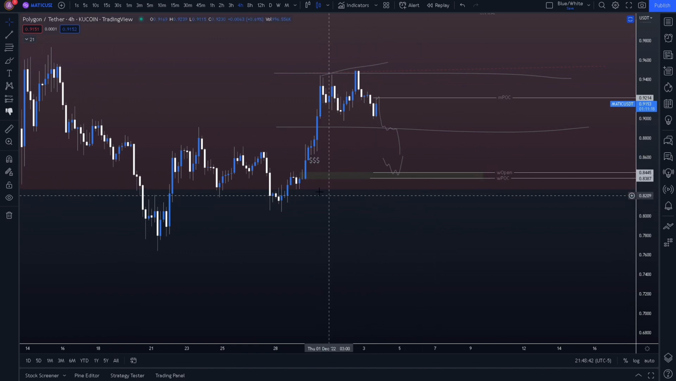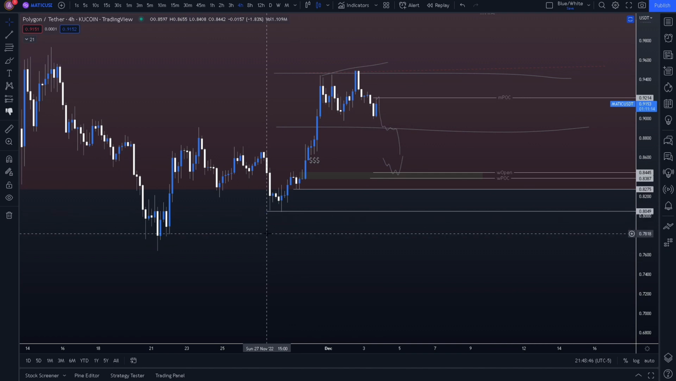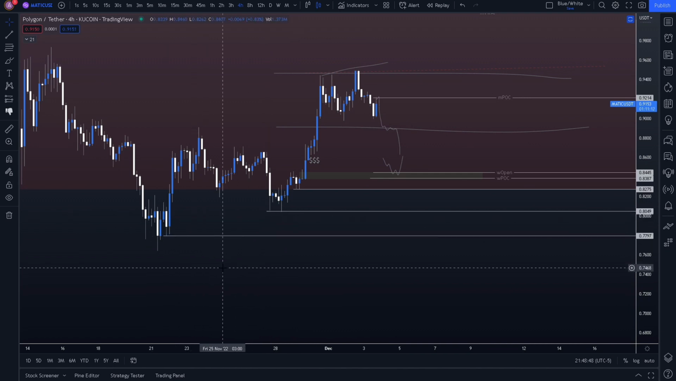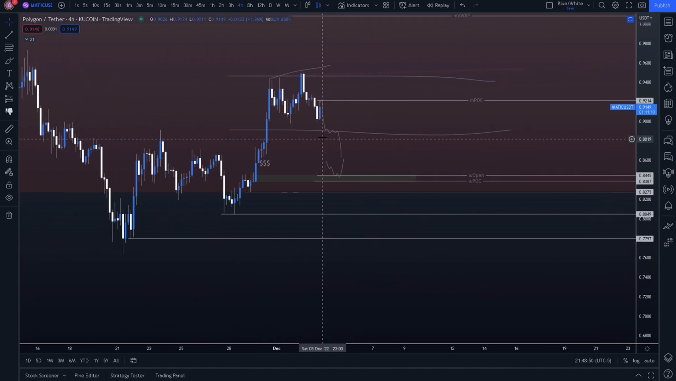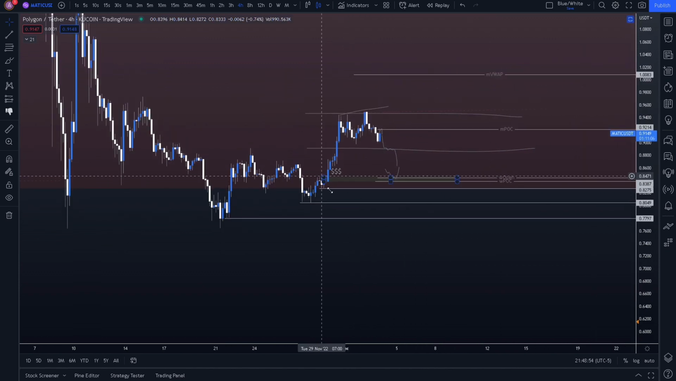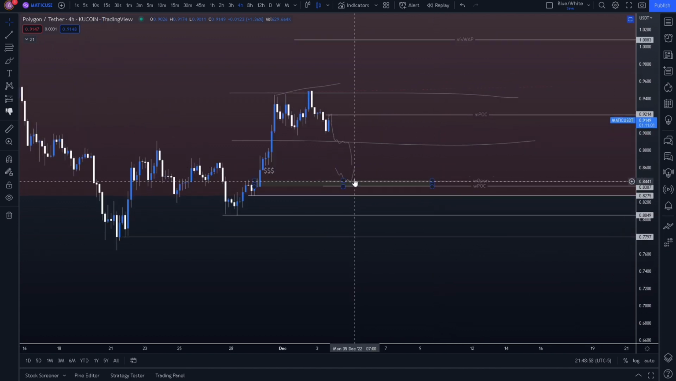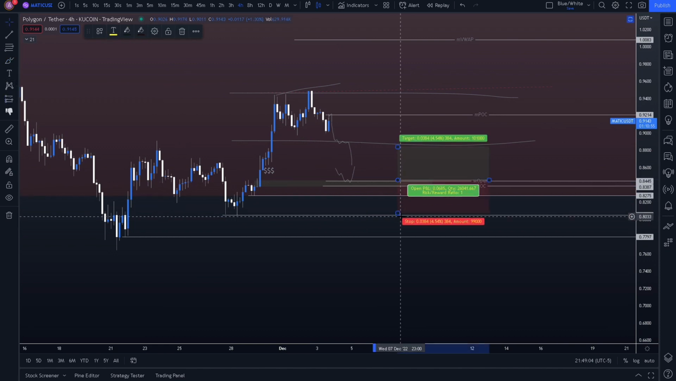Definitely this could get swept out. You can see that there are relatively equal lows right here, and right here, and right here. So definitely there does lie a lot of liquidity down here, which we can sweep. But there also is a lot of confluence in this area. So I believe this would be a decent RR trade to take, something that looks like this.